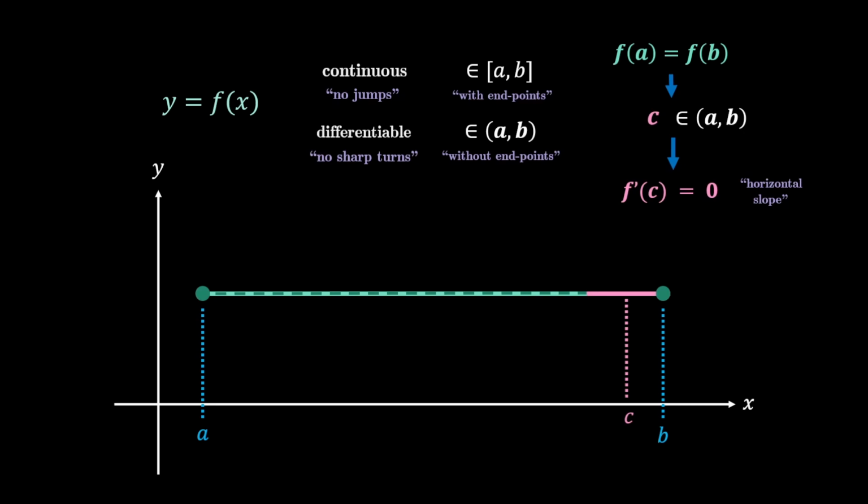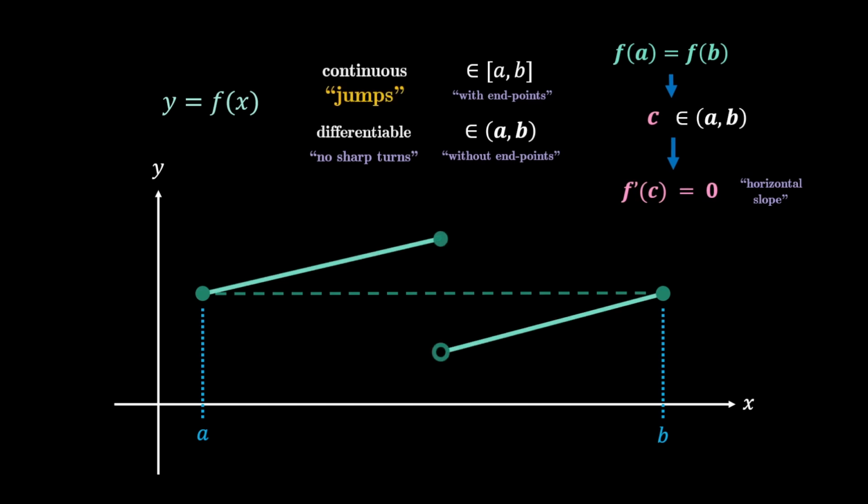But now, let's look at invalid cases. Now, imagine if it wasn't continuous, meaning it would jump. Here we see a jump at a point D. As we slide across, there's no point where we can get a horizontal slope. So this is a counterexample of if it is not continuous, meaning it jumps, then we cannot have a horizontal slope.